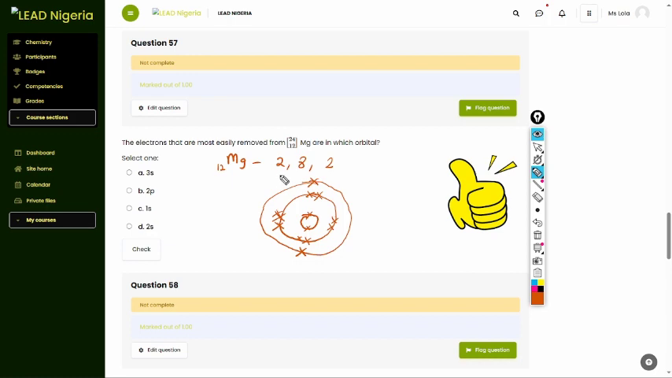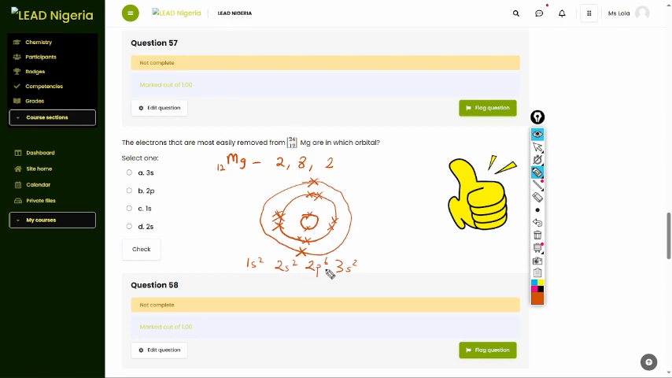Okay. So if we're using the SPD notation, this would be 1s2, 2s2, 2p6, and 3s2. So the 8 electrons we see in the second shell is 2 plus 6, 8 for the second shell. So the third shell, 3, has 2 electrons, which are these ones, this and this.